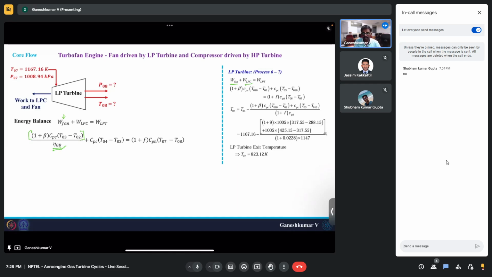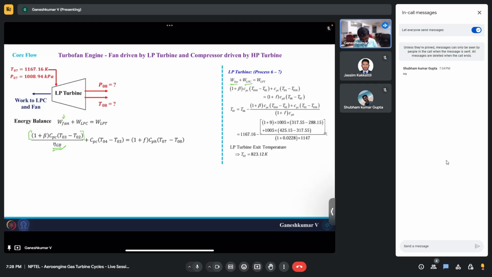So please understand that. And then as usual, we have the low pressure compressor CPC T04 minus T03, which will be equal to 1 plus F CPH T07 minus T08. Okay, so T07 would be higher than T08 because these are all expansion processes. That's why it's written like that. And you must have noticed that I already normalized this with m dot core. That's why you have 1 plus beta and so on. Okay, so this is the difference.